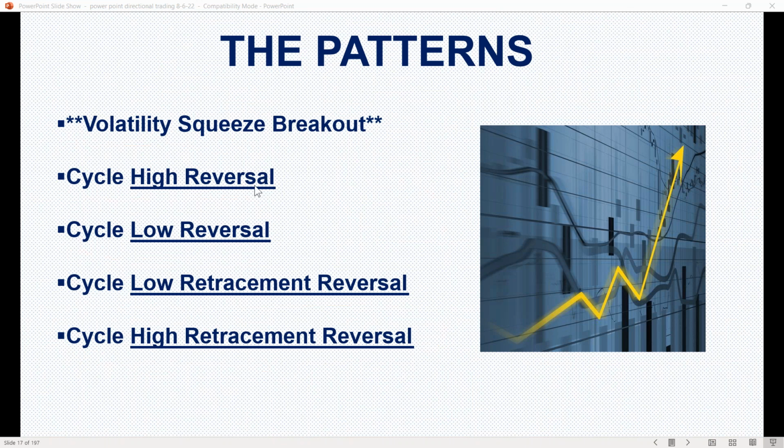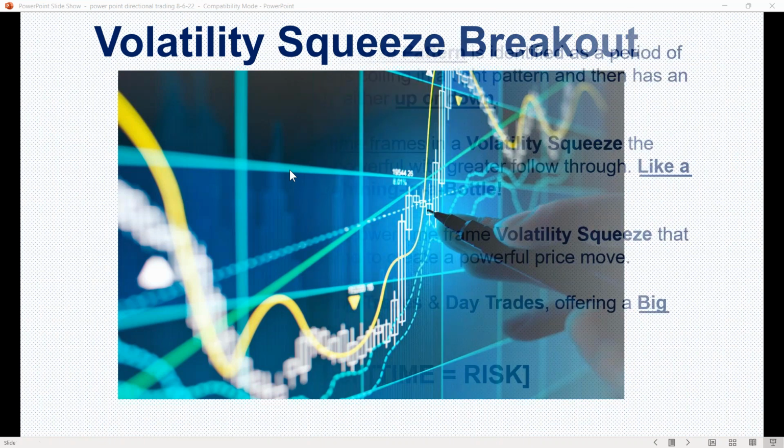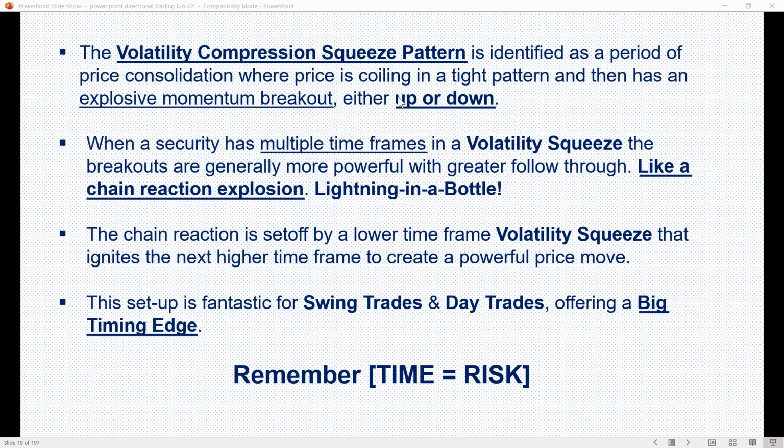So again, it's one of the steps. The volatility squeeze breakout, let's take a look. What is that? What does that mean? The volatility compression squeeze pattern is identified as a period of price consolidation, where price starts churning sideways and coiling in a tight pattern, and then it has an explosive momentum breakout either up or down.